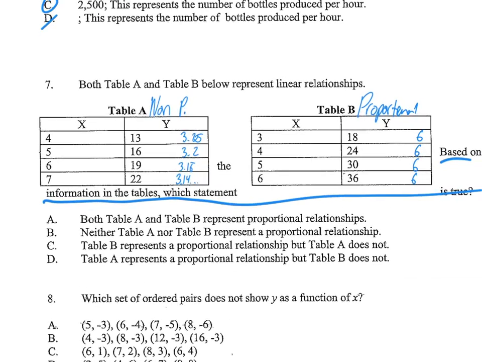So A, Table A and Table B represent proportional relationships. No, they do not. Neither Table A nor Table B represent proportional relationships. Clearly not it either, because we got one of each. Table B represents a proportional relationship. That was correct. But Table A does not. There's our correct answer on number 7.